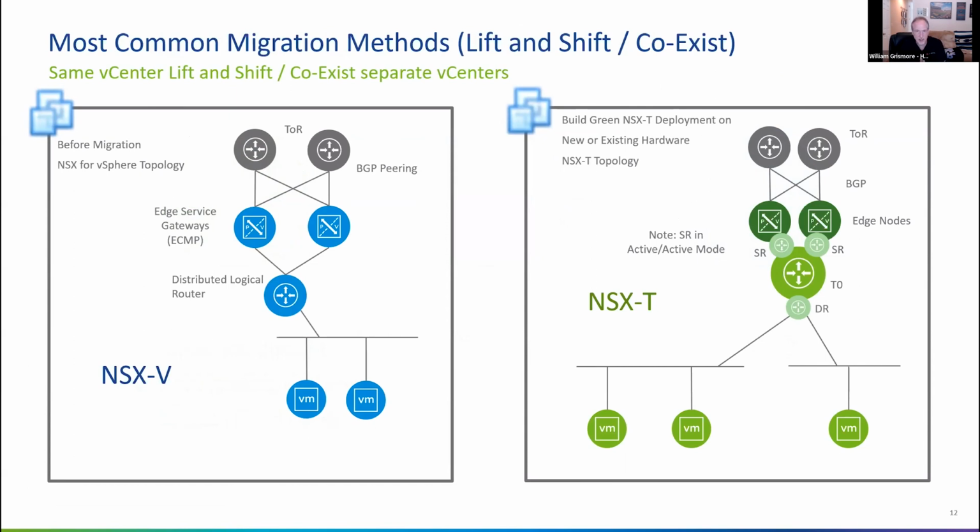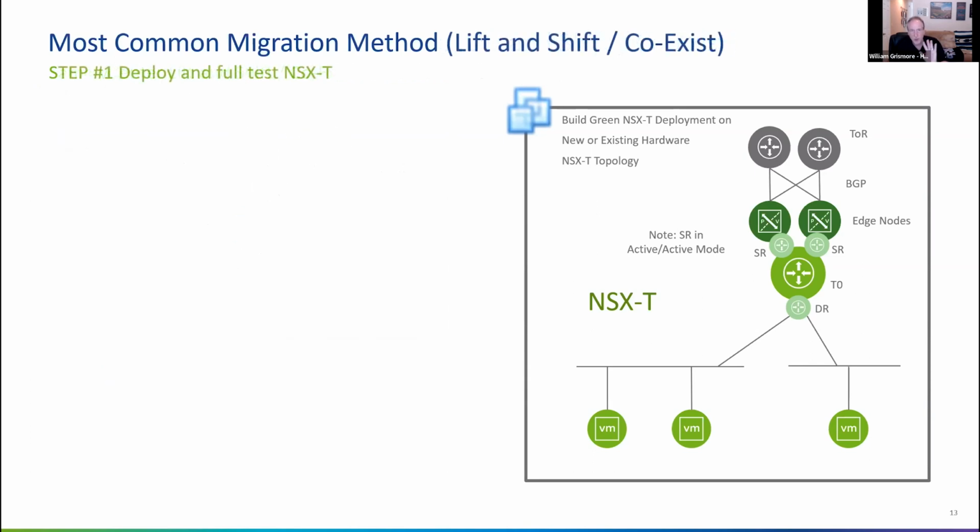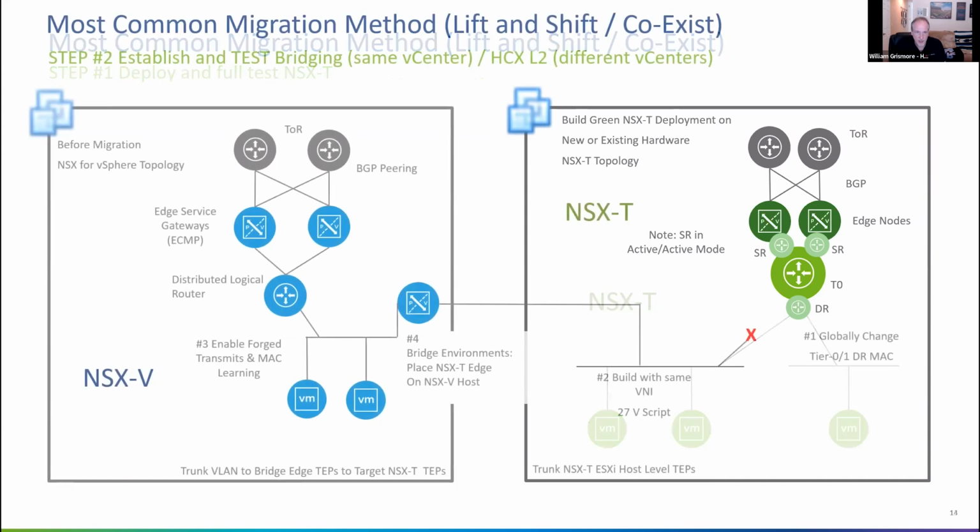All right, so basically, NSX-V on the left, NSX-T on the right. We want to migrate. There are 2 primary methods, lift and shift and coexist. So is it the same vCenter or 2 different vCenters? I'm going to talk about both as we go through it. We're going to start out and do a brand new NSX-T greenfield deployment. We get our edges up and running. This shows just one tier 0. It could be a tier 0, tier 1, it doesn't matter. We do all the failover testing, make sure everything's good, right?